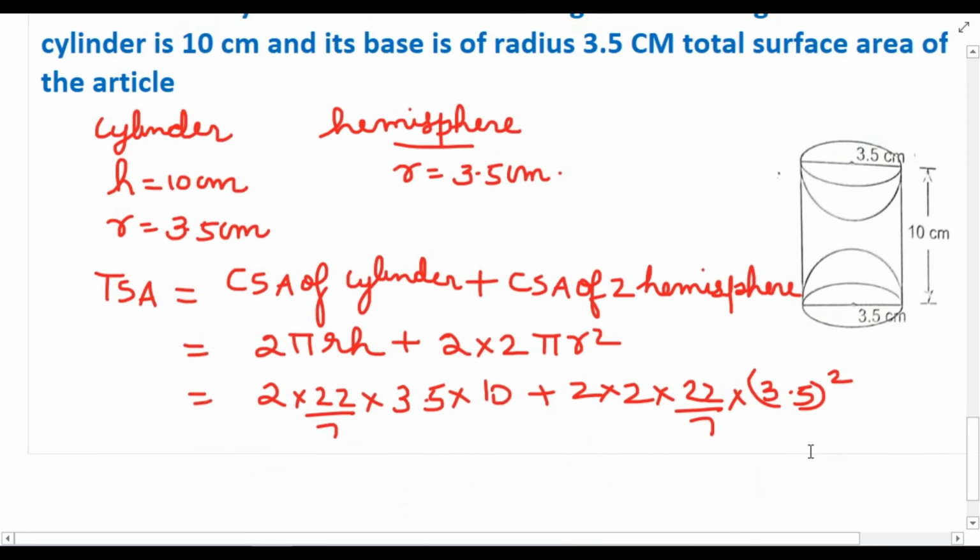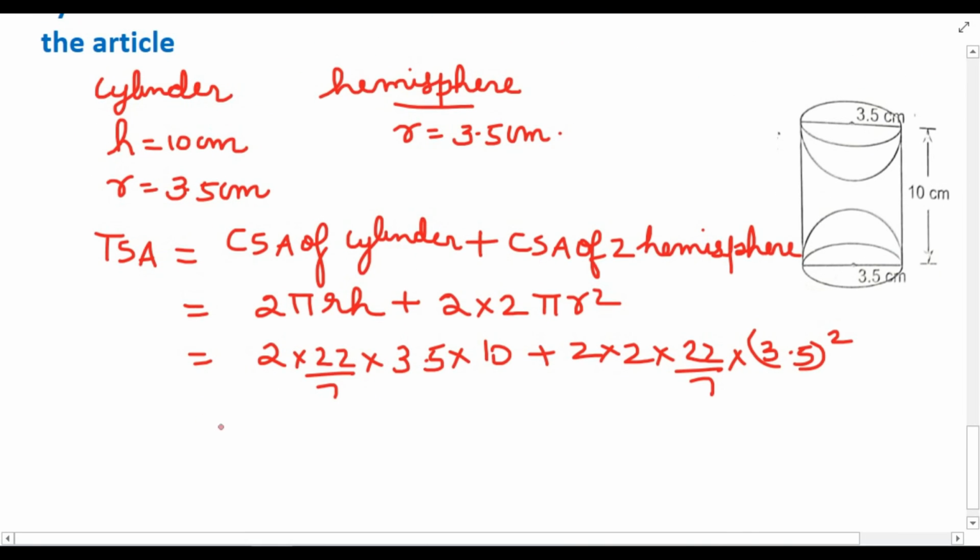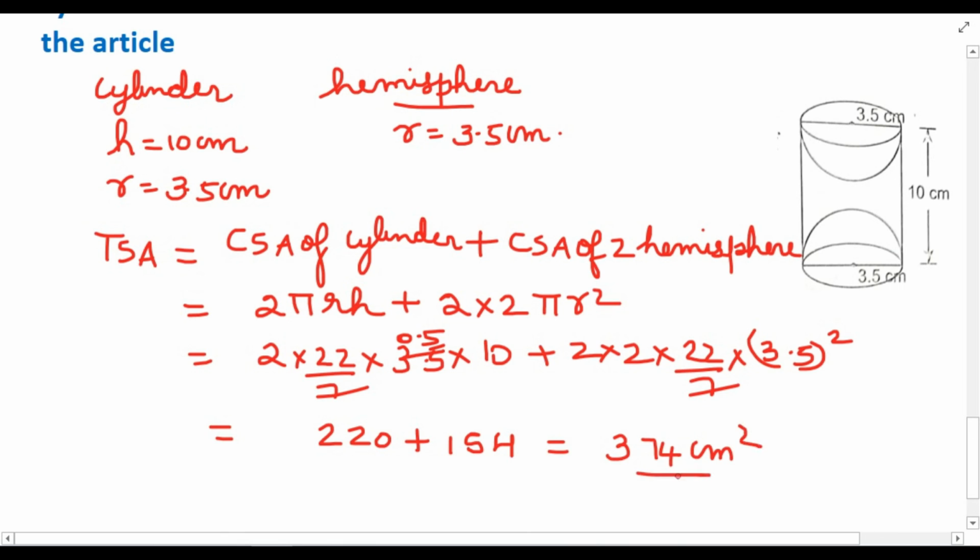When you simplify this, you can cancel. This is 0.5. So when you simplify this, this is 220, and again 7 and 3.5 you can cancel, so the CSA of the cylinder will be 154. When you add this, you have 374 centimeter square. So the total surface area of the solid after scooping out two hemispheres from a cylinder is 374 centimeter square.